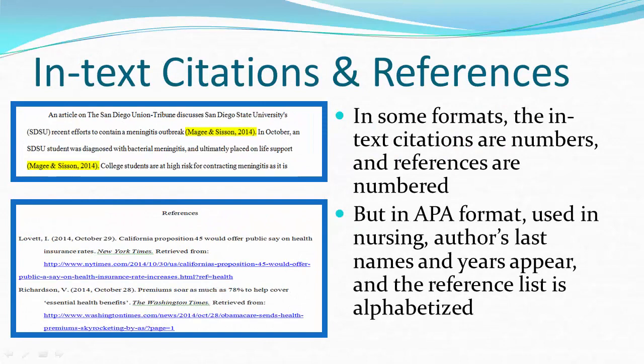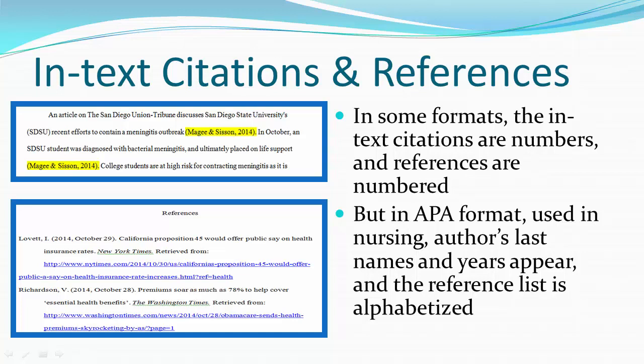So here is an example on the left side of the slide of some in-text citations I was just showing you at the top, and then also a reference list, not the one that matches this one. But the reason why I wanted to show you that is in nursing we use APA format, which I'll get into in a second, and in that format the in-text citations are words. They're the author's last names and years, and the references also are words, like they start with the first author's last name, as you can see below.